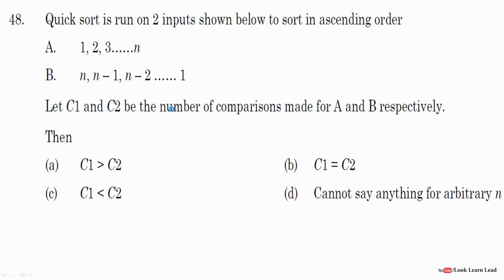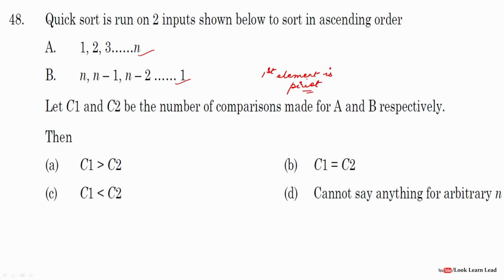Okay, this is the next question. Quicksort is run on two inputs, that is A and B. One is in increasing order and one is in decreasing order. One is the ascending order, one is a descending order. Let C1 and C2 be the comparisons made for A and B respectively. Actually, this question is incomplete. There must be a statement that the first element is taken as the pivot element.